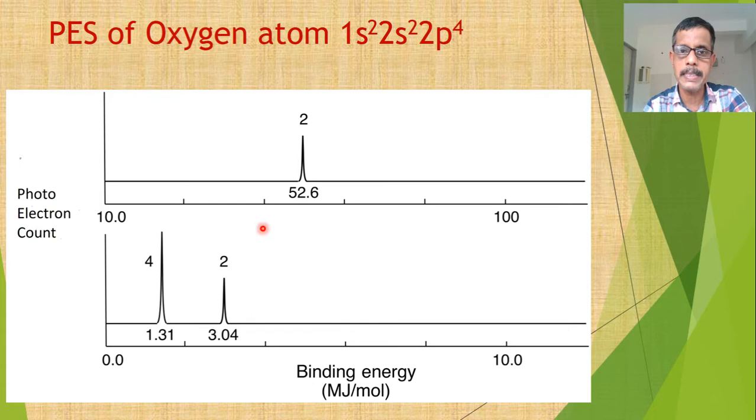And then next is the 2s subshell. That corresponds to this energy, 3.04 megajoules, and the height corresponds to 2 electrons. So it is 2s2. And you can see the lowest energy peak corresponds to the outermost shell. In the case of oxygen, the outermost subshell is the 2p subshell, and the height is double, which means it contains 4 electrons. So it is 2p4. So the electronic configuration of oxygen is 1s2, 2s2, 2p4.